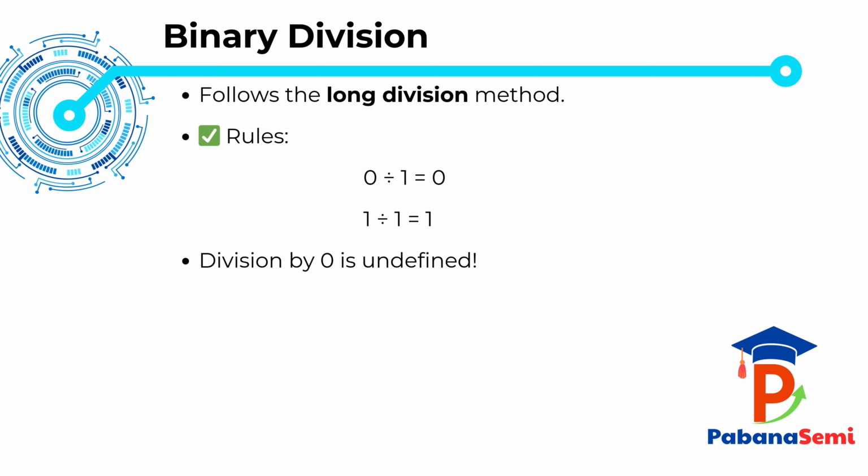So when we perform binary long division, we simply check, can 1 go into this bit, or can 0 go into that bit? That's it. With these small rules, we can divide even big binary numbers easily. Let's move on to an example next.